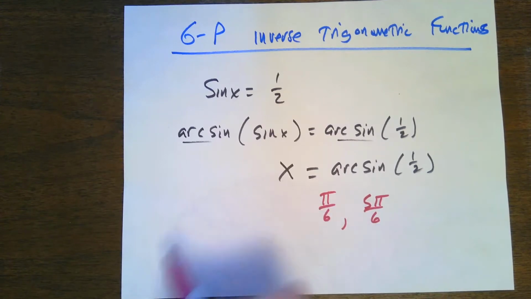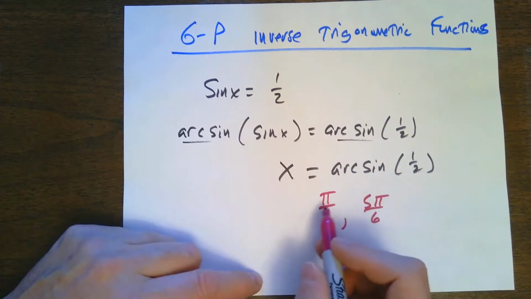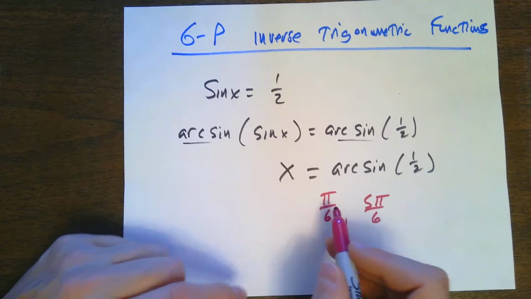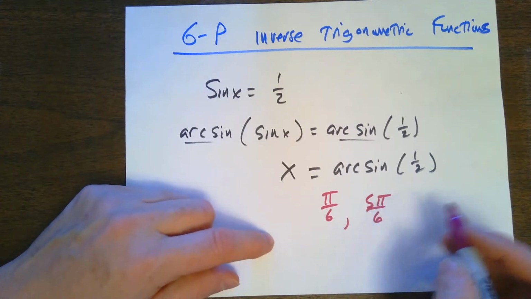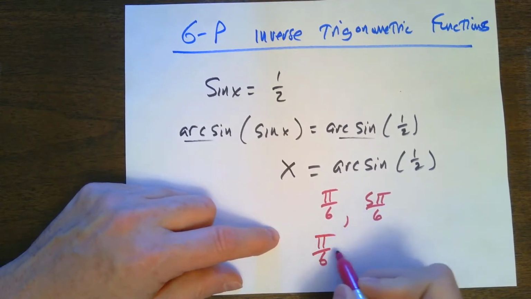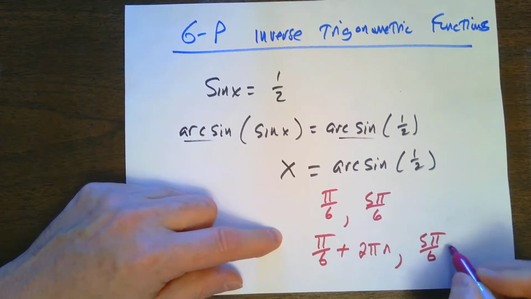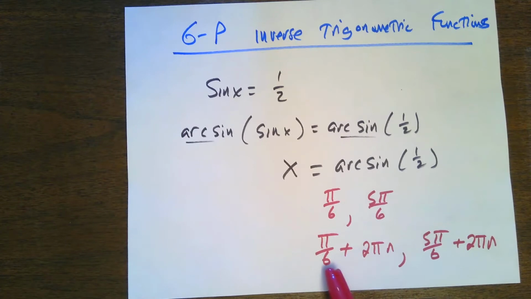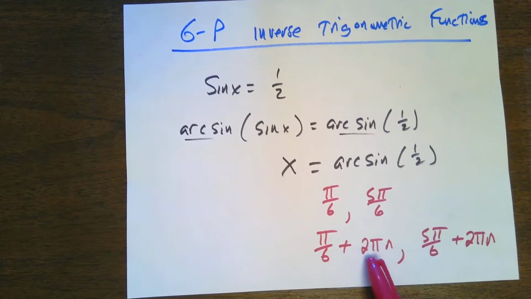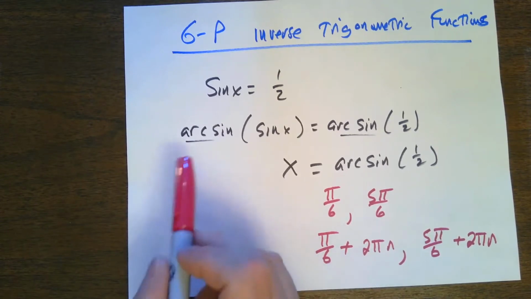Pi over 6, what if I went a whole 2 pi around again? So if I went 12 pi over 6 around again, I would get 13 pi over 6, 25 pi over 6, 37 pi over 6, and so on. And the same thing here, if I went 12 pi over 6 around, I get 17 pi over 6, and so on. So in general, we can say that this is pi over 6 plus 2 pi n and 5 pi over 6 plus 2 pi n, where n is some integer. n could be 0, and I get the answers between 0 and 2 pi, or 1, so 2 pi later, 2, 4 pi later, 3, 6 pi later, 4, 8 pi, or negative 1. What about that way? There's answers that way as well. So that's the idea of arc sine.